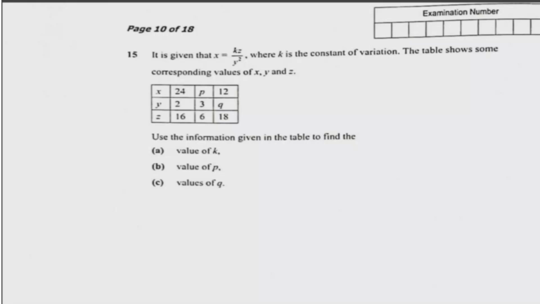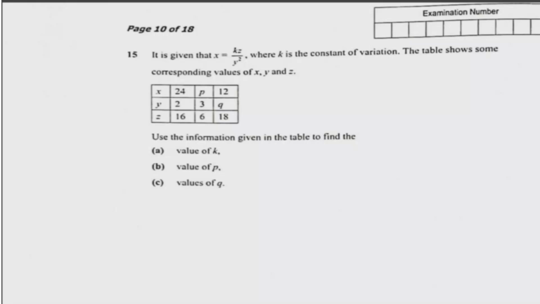Okay, so we can take time and study the table. After we study the table, we can go to the actual question, which is: use the information given in the table to find the value of k, which is a constant. Okay, so how do we find the value of k?